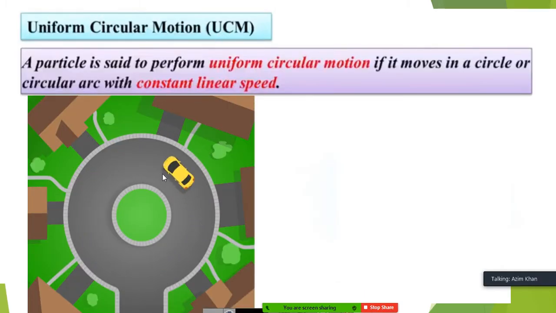What is uniform circular motion? See the example. A car moving in a circular path or circular road at constant speed. So the speed is constant. This type of circular motion is called UCM. See the definition. An object or particle is said to perform uniform circular motion if it moves in a circle or a circular arc at constant linear speed. Their speed is the same at each place, constant. There is no change in speed. That is why it is called uniform. The word uniform itself represents constant.